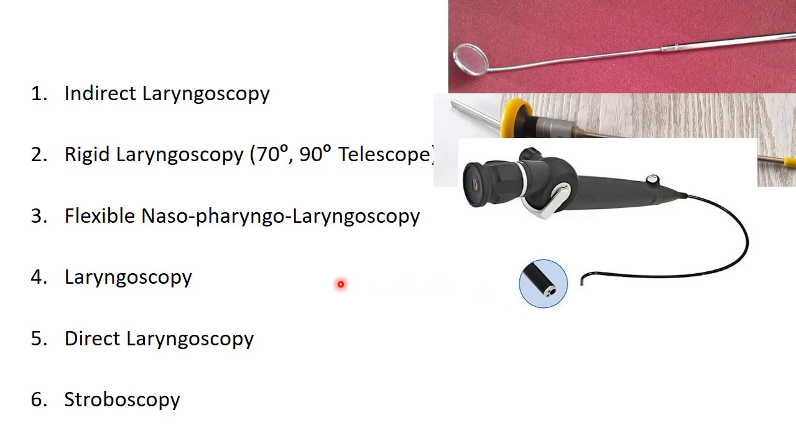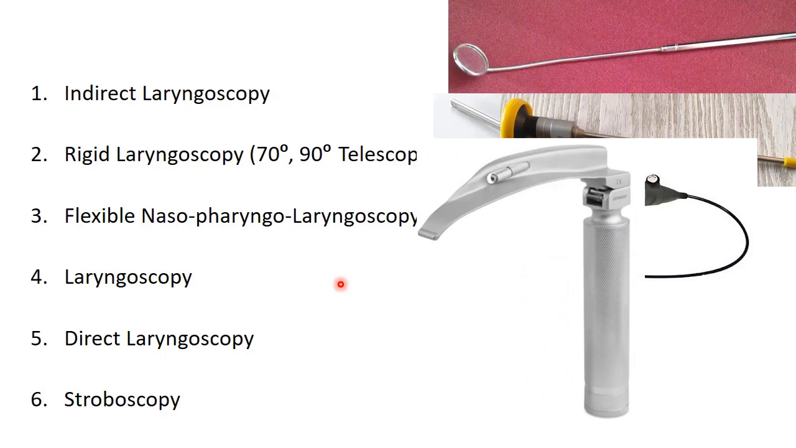Then the fourth is the laryngoscopy. So this is a laryngoscope. This is most commonly used in two places. One in anesthesia to intubate, and also in the emergency department, again for intubation. But we in ENT also sometimes can utilize this instrument to remove any foreign body or visualize the structure or take any biopsy locally.